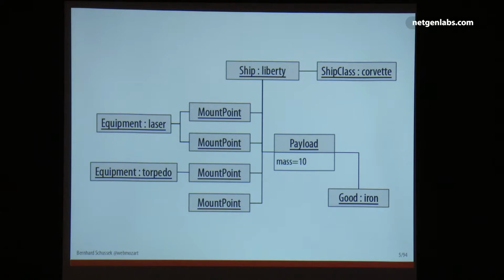So if we create an object model, an example would be a ship that's called Liberty, maybe. It's of class Corvette. It's got 4 mount points. 2 of them are loaded with an equipment of type laser. That's called laser. And 1 of them is loaded with an equipment called torpedo. And then the ship also has a payload item with a mass of 10 and the associated good iron. So that's an example for our domain model.